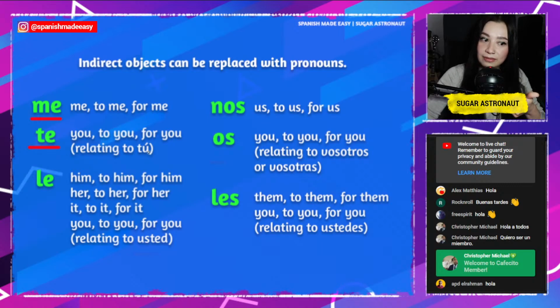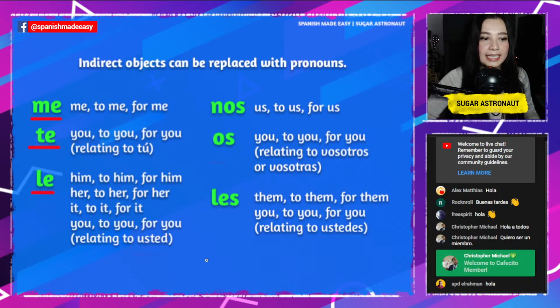means you, to you, for you, and it relates to tú, which is a personal pronoun that means you. But te is different. Te is used to replace indirect objects in a sentence, so just keep that in mind. Tú is completely different from te. Tú means you, like tú comes, you eat. You can't say te comes. That sounds weird, so I just want to clarify that.